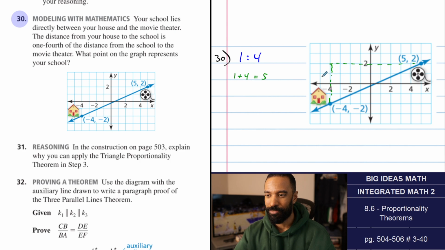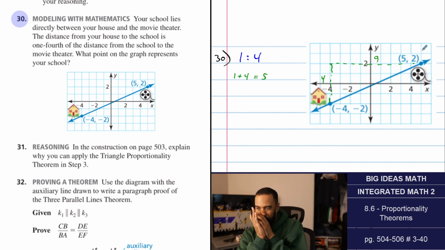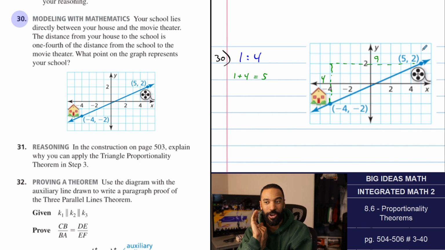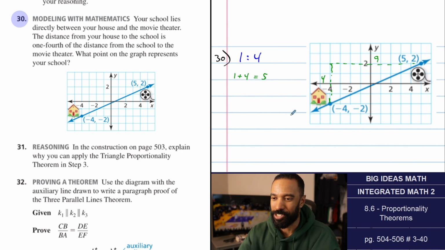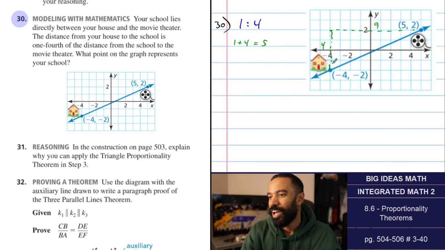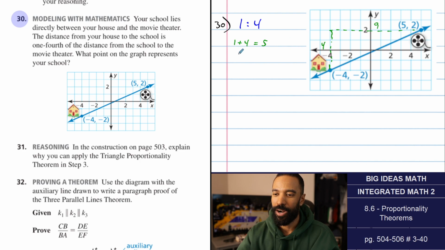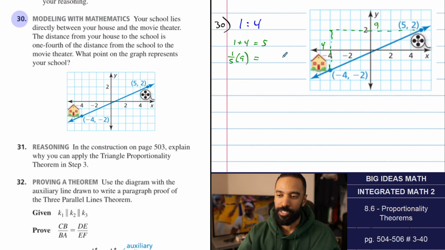1, 2, 3, 4. Up 4 over 1, 2, 3, 4, 5, 6, 7, 8, 9. But it's also not quite on a line either to go to a movie theater and to my school. They're just different places. Okay, so let's find out. So 5. Let's figure out 1/5 of 4 and 1/5 of 9. Let's do the 1/5 of 9 first. That's the x. That's 9/5 or 1.8.